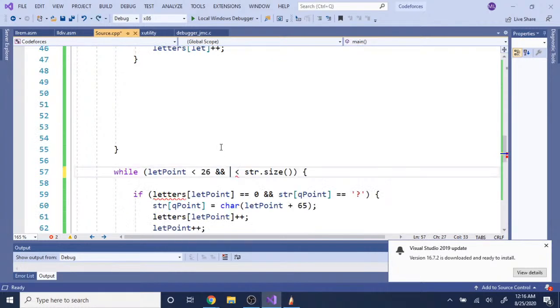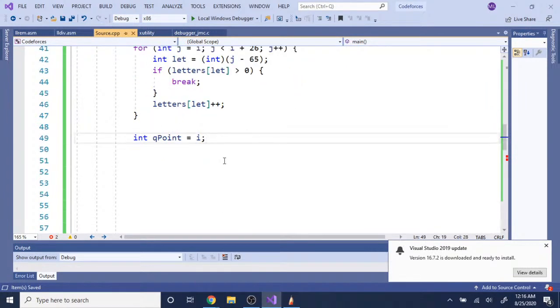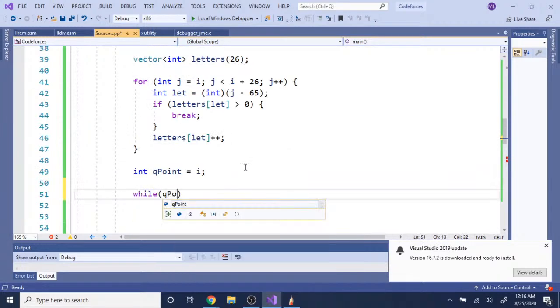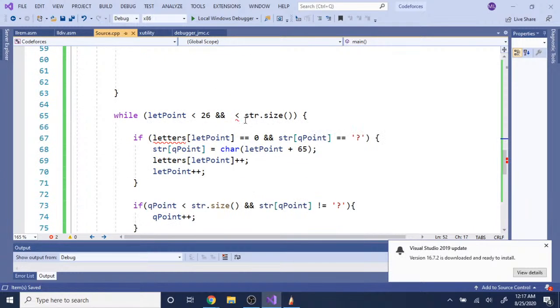Actually, we just cut that out. We have to use two pointers from here. So we start our question mark pointer, and we're going to have this equal to the beginning, right? And then while this Q pointer is less than I plus 26, right? So we're going through every single 26 segments, right? This is going to check. My gosh, this is so difficult.